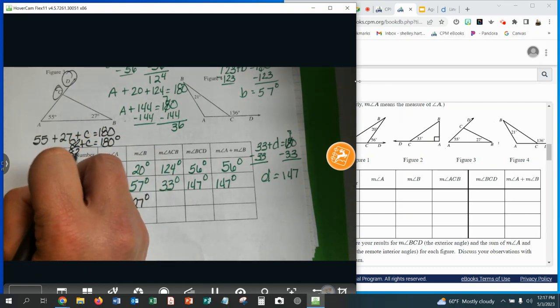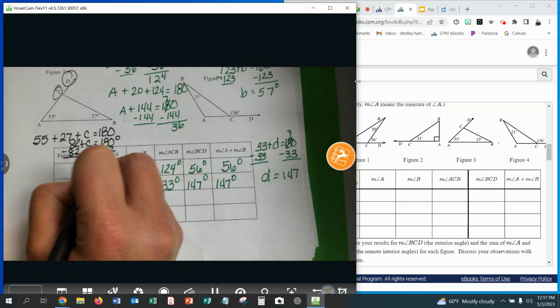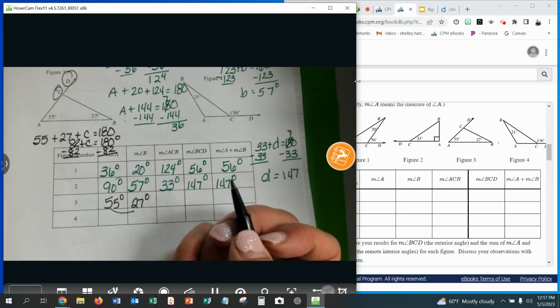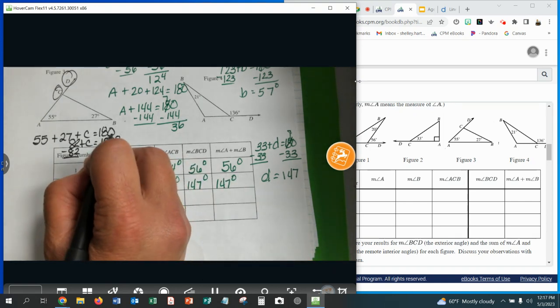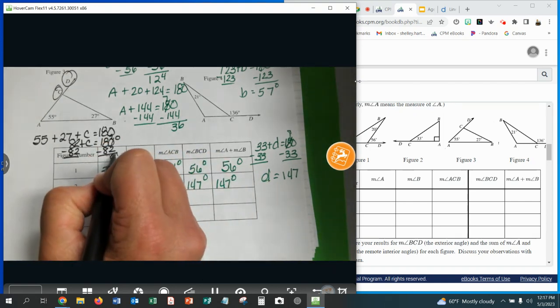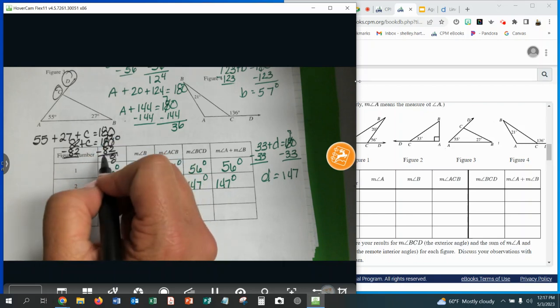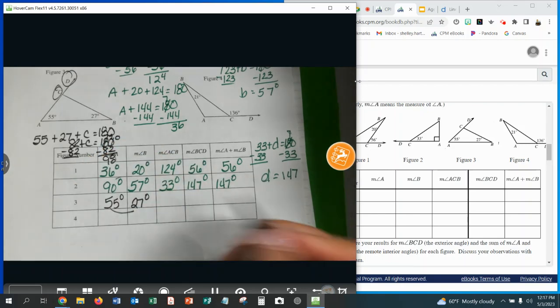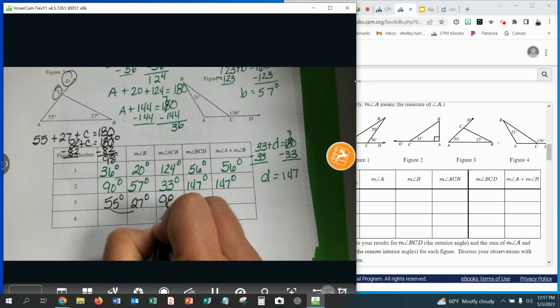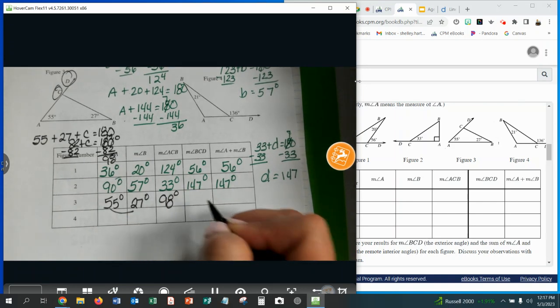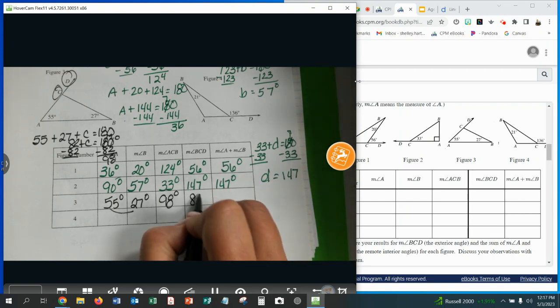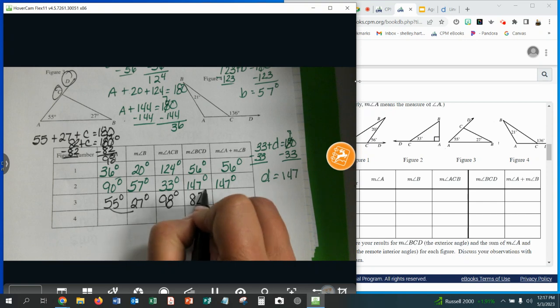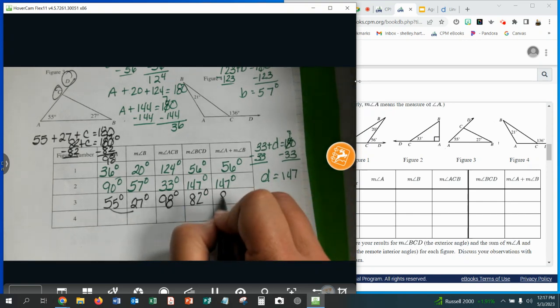Minus 82 from both sides. What do I get? This is going to be 98. So C is 98 degrees. What do you think the D is going to be? I think the D is going to be 82 degrees. And I think this is 82 degrees as well.